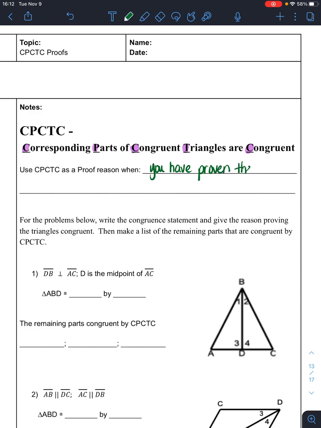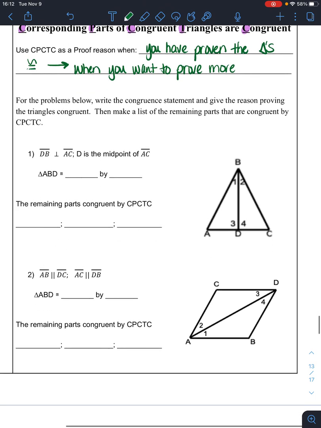Okay, when you have proven the triangles congruent, that's when you'll use CPCTC. And you'll use it particularly when you want to prove a part of it. You want to prove another piece. Okay, so you want to prove more about the triangle. I'll show you what I mean.